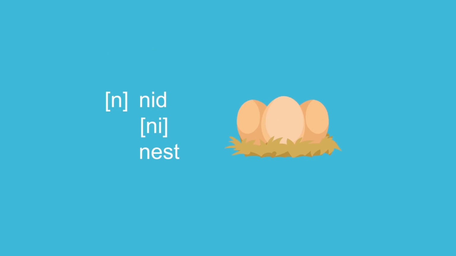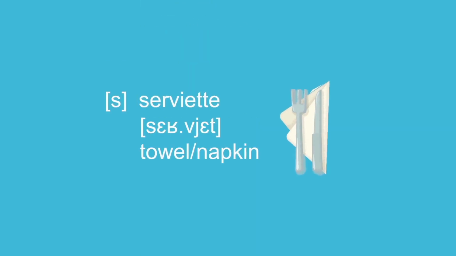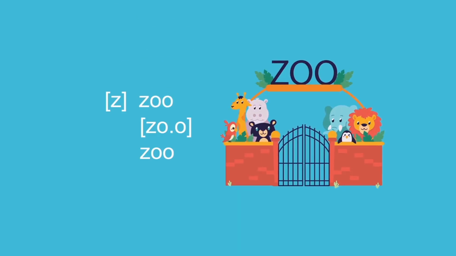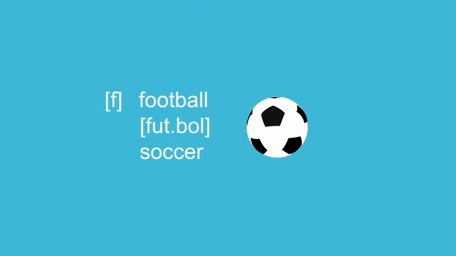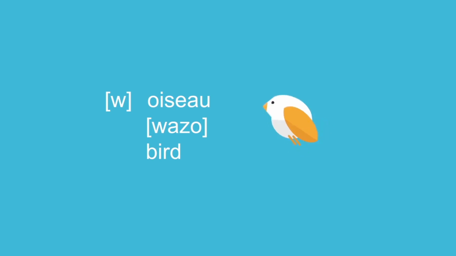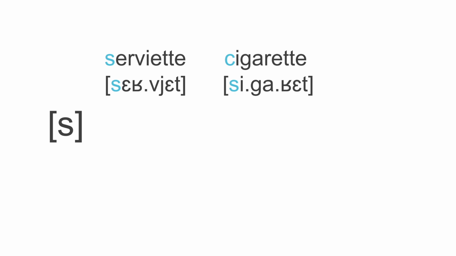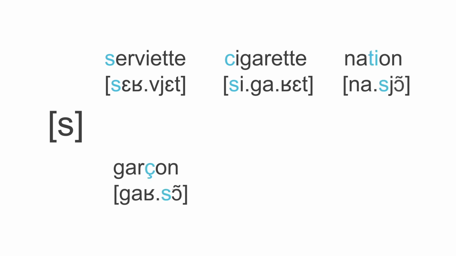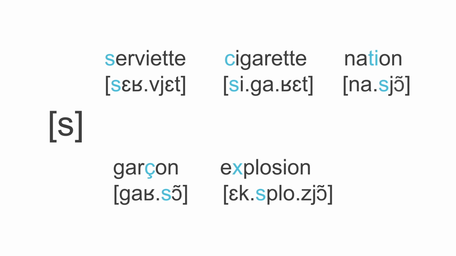N as in nid, S as in serviette, Z as in zoo, F as in football, V as in veste, and W as in oiseau. The nice thing about these letters is that they always sound and look the same, regardless of what madness is going on in the French spellings. So this S character, for instance, sounds and looks the same in serviette, cigarette, nation, garçon, and explosion. It's a really handy feature of this alphabet.